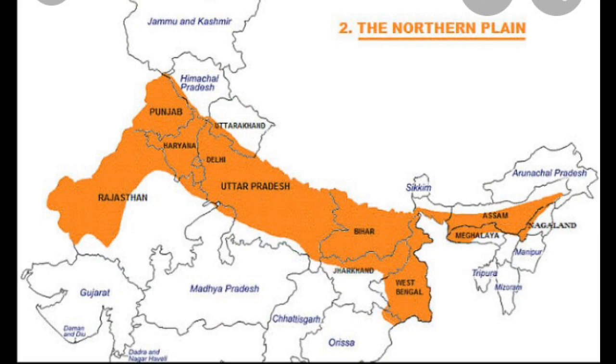So the entire northern plains is a vast area, and the area is very fertile for the production of crops.